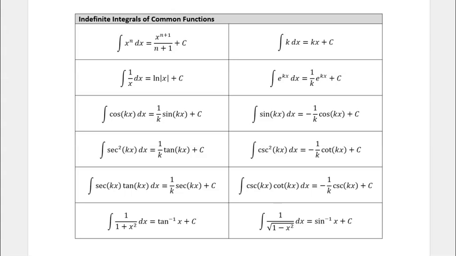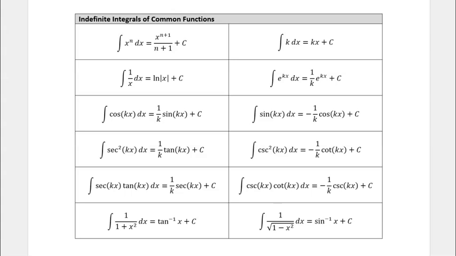Now the sine is interesting, right? Because notice you get a negative cosine. And that's just because the derivative of cosine is negative sine. So when you take the derivative of negative cosine, you should get the sine, right? That's what causes the antiderivative of sine to be a negative cosine. But essentially, if you know the derivative, then you could find the antiderivative. So this looks like a lot to memorize, but again, you're just taking derivatives in reverse, okay?